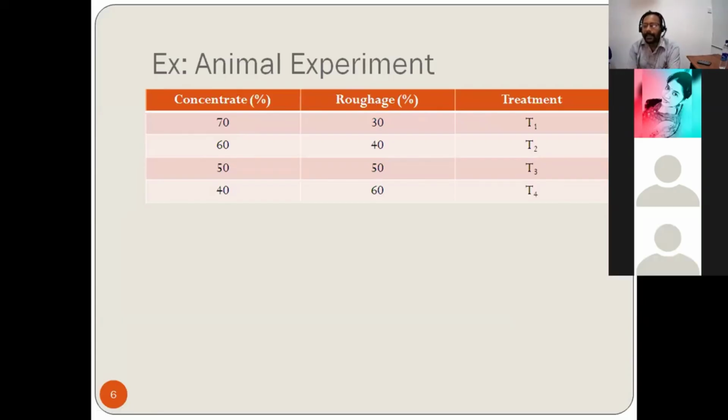Tanusha? Yes, sir. Concentrates are protein-based food items, and roughages contain much fiber, about 18%. Concentrate contains more carbohydrate, basically. Roughage consists of more fiber, isn't it? Right? Yes, sir. Okay, right.